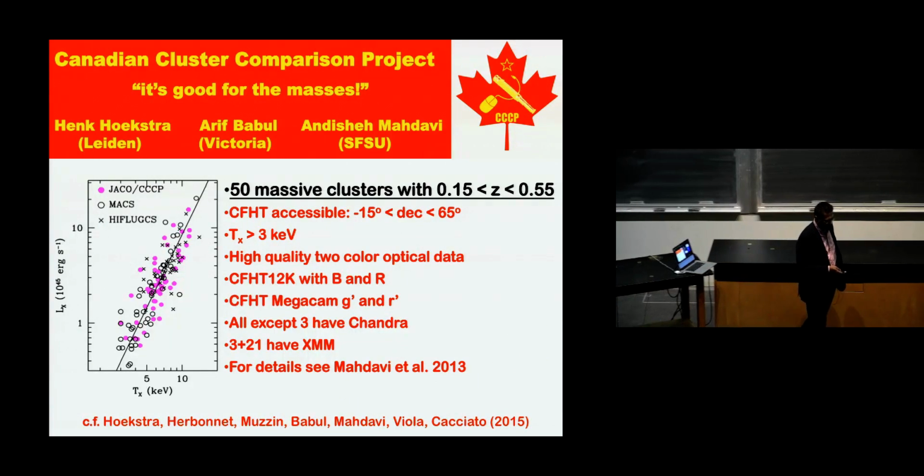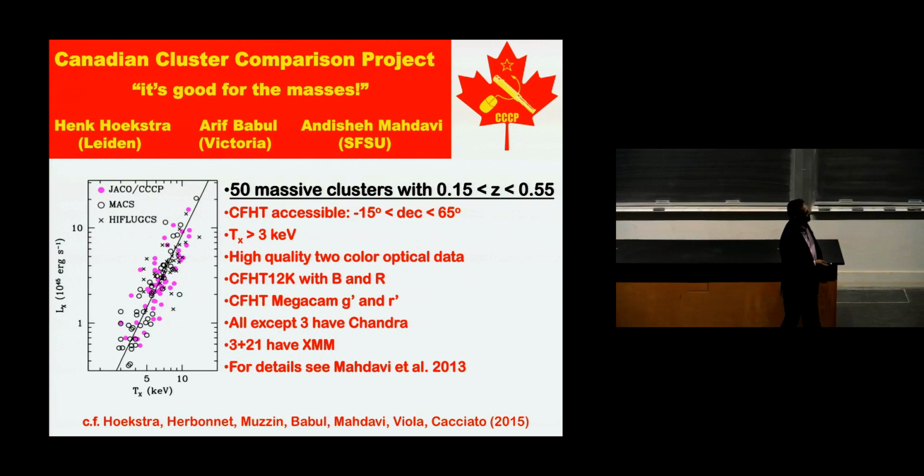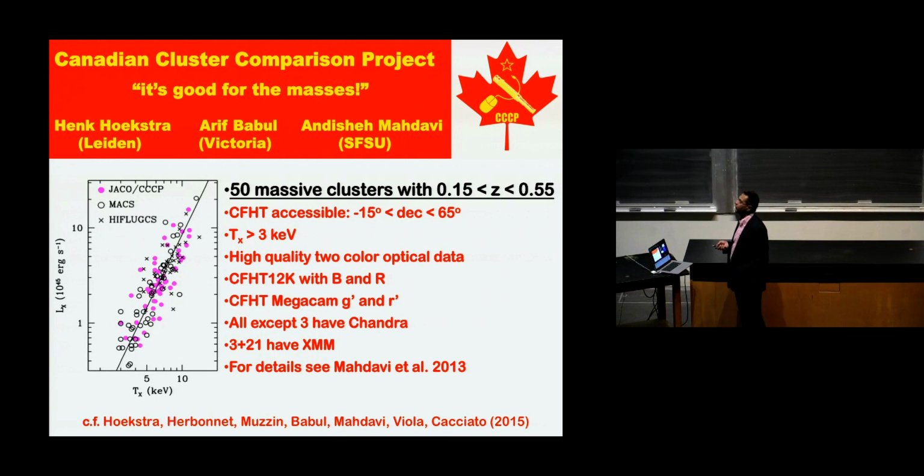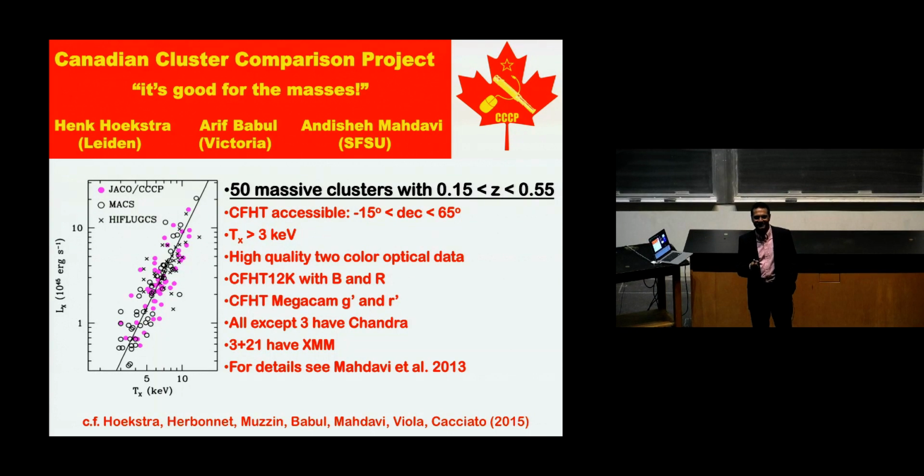To do this, my collaborators and I got involved in an observational project. We have named this project the Canadian Cluster Comparison Project. The acronym is CCCP, and our slogan is, "It's good for the masses." Now, if you laughed, you've just given away your age. Because I've tried this at conferences where there are more younger folks in the audience, and dead silence. Nobody picks up on this.